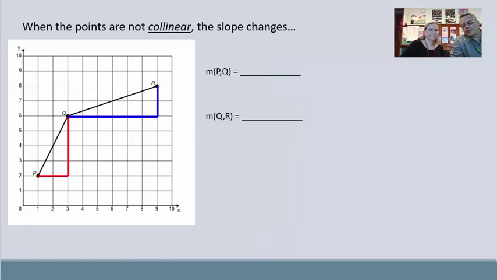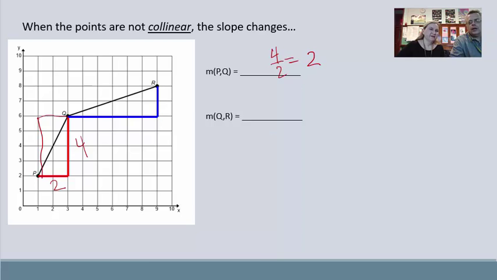Here we've got P, Q, and R. They definitely do not lie on the same line, and as you can see, the slopes between them are different. When points aren't on the same line, the slope we calculate is not the same. For the first one, PQ, you could do either triangle. My rise is 4 units and the run is 2 units. So the slope is positive, and it's 4/2, which simplifies to 2.